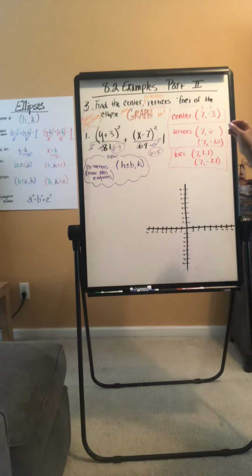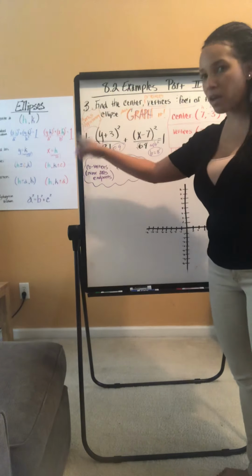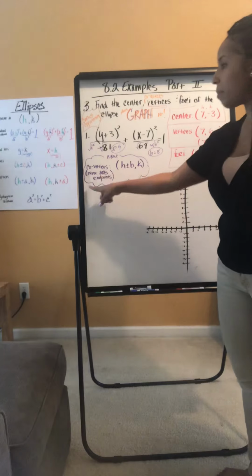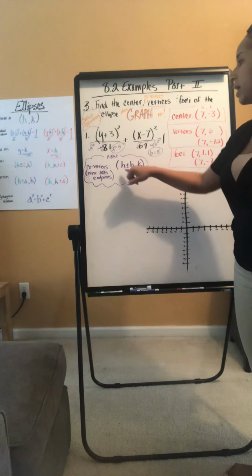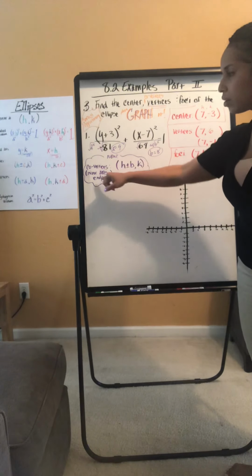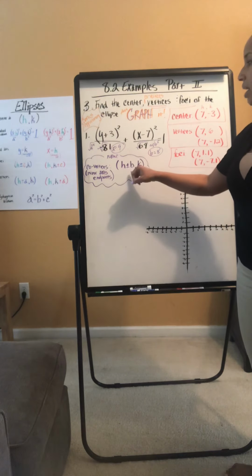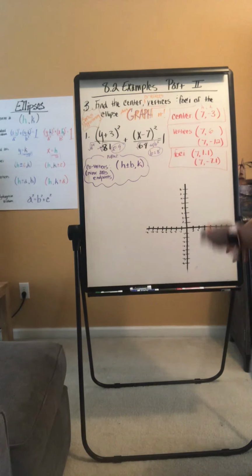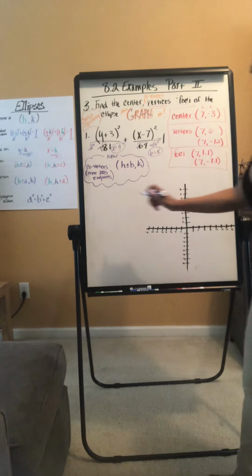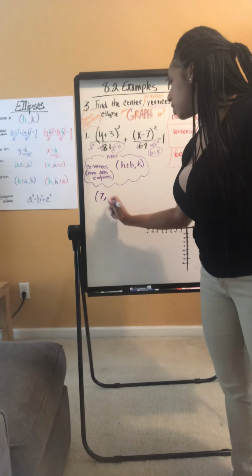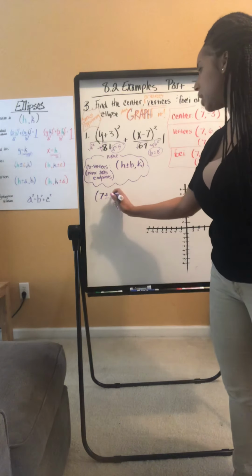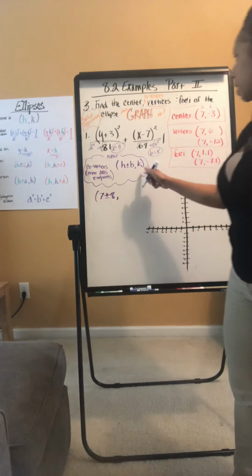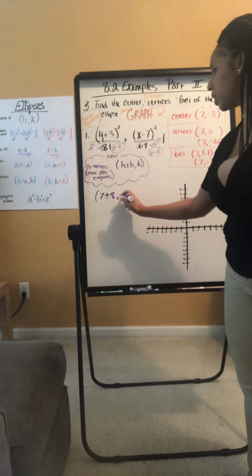So what we would need are co-vertices, and co-vertices were not on your original formula sheet. They are your minor axis endpoints. In this case, if we're underneath the y, it's going to be an h. Remember, b goes with minor, so h plus or minus b, comma, k. So let's find our co-vertices. Our h is 7, so it's going to be 7 plus or minus my b, we just said our b was 8, and then our k was negative 3.